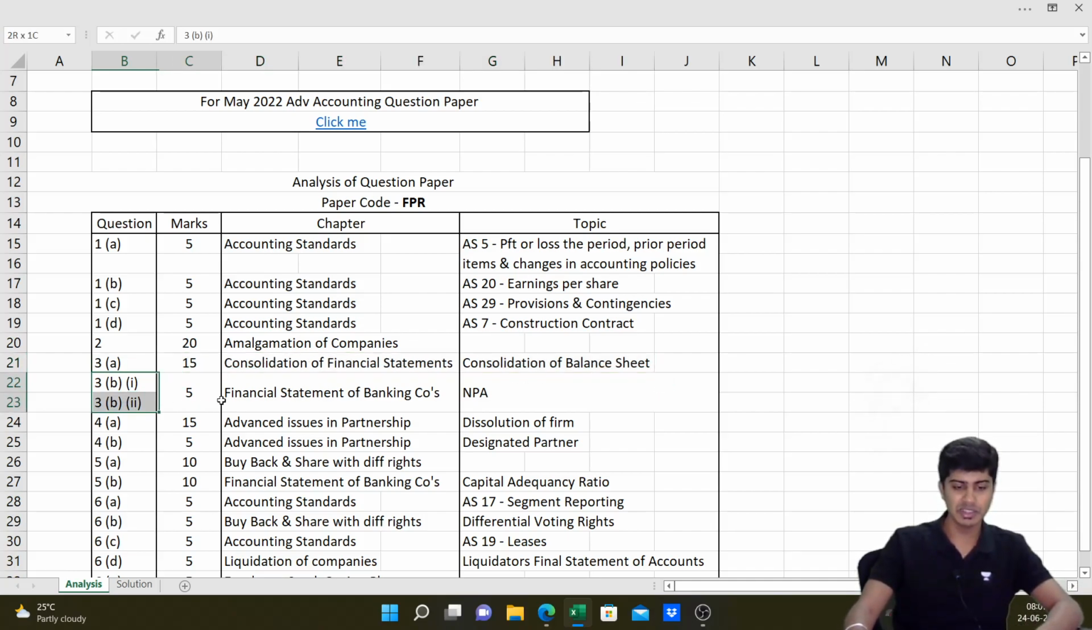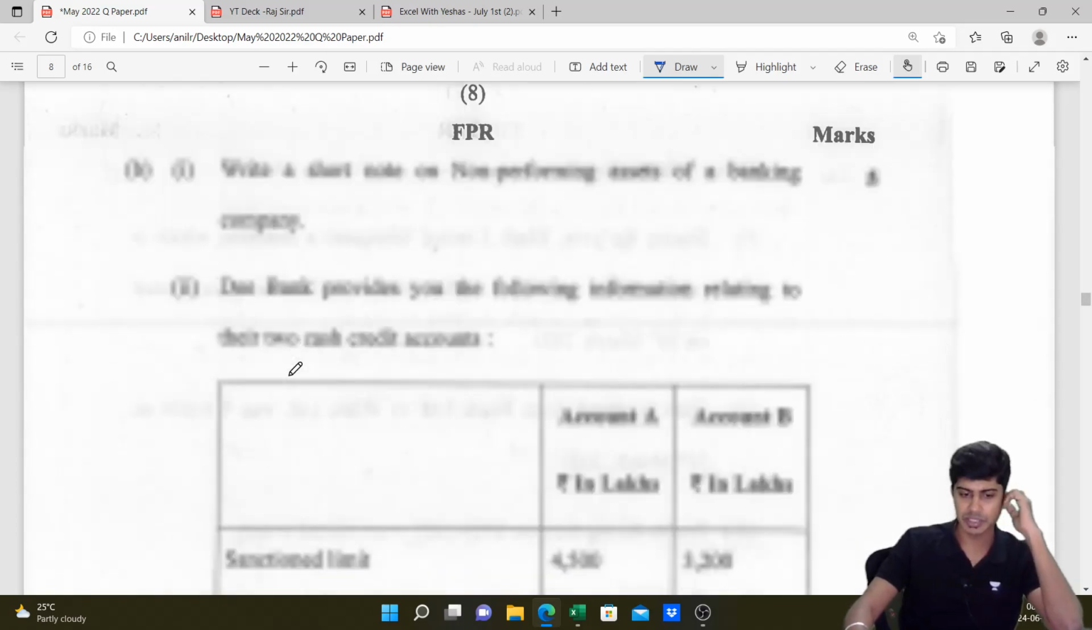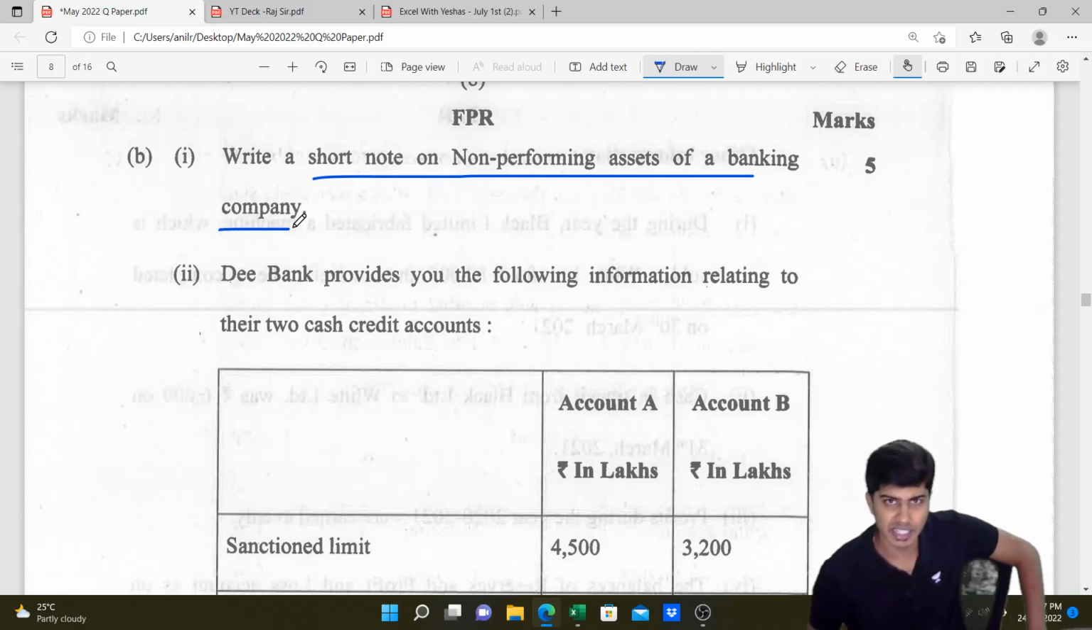Let's see 3B1, 3B2, both are from banking companies. What is the question on banking companies? They're asking to write a short note on non-performing assets of banking company. We've discussed this in detail in our class.